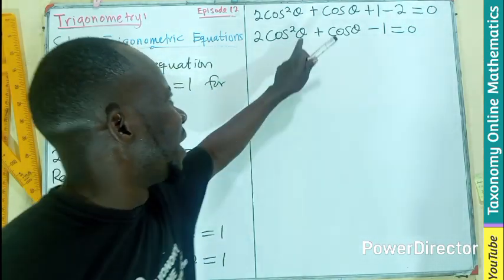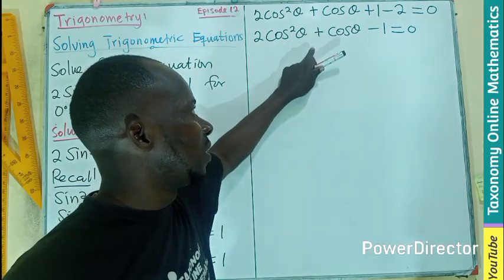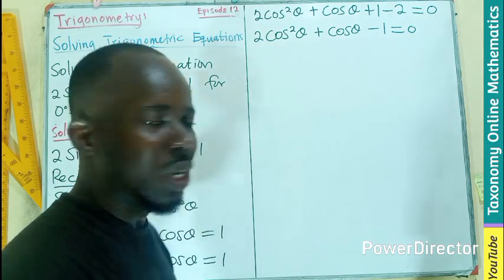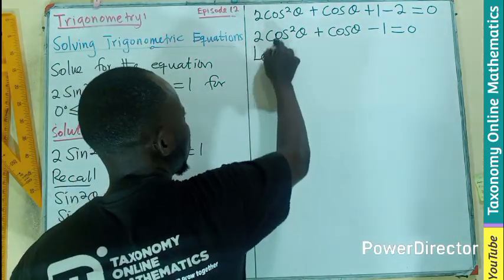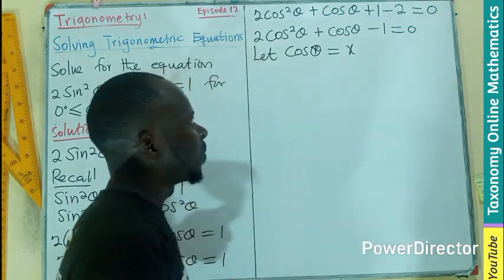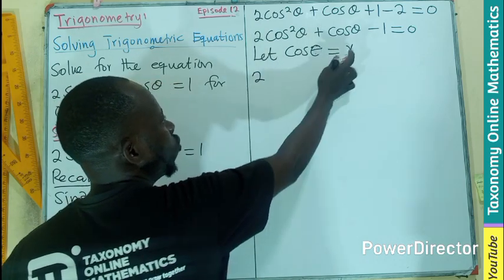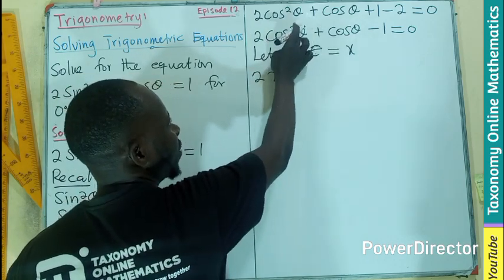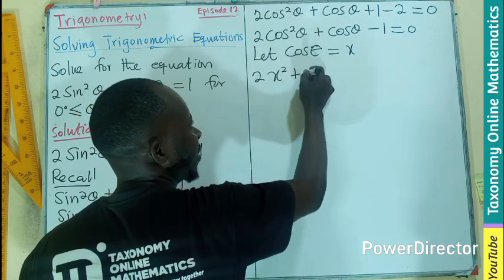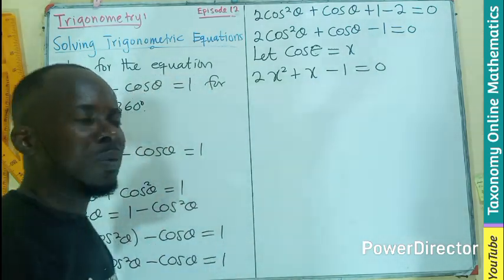We are still having theta at 2 places. We cannot just factorize directly, so this becomes a substitution for a quadratic equation. Let cos theta equal x. If cos theta is equal to x, then I should have 2x squared, because the square is affecting all of cos theta. Then plus x minus 1 equals 0.